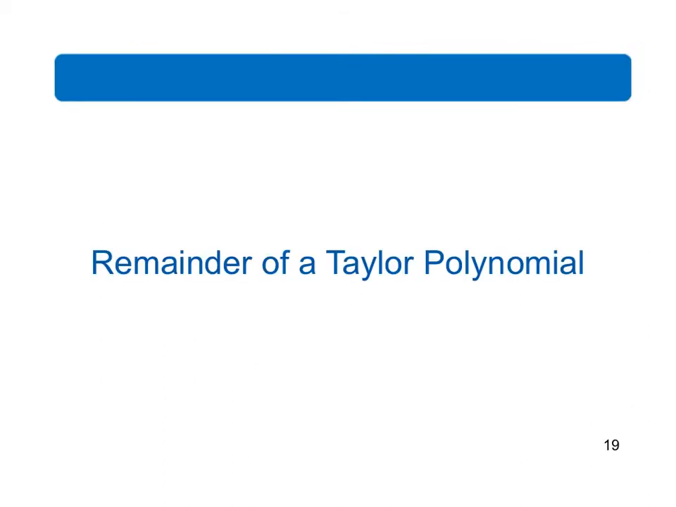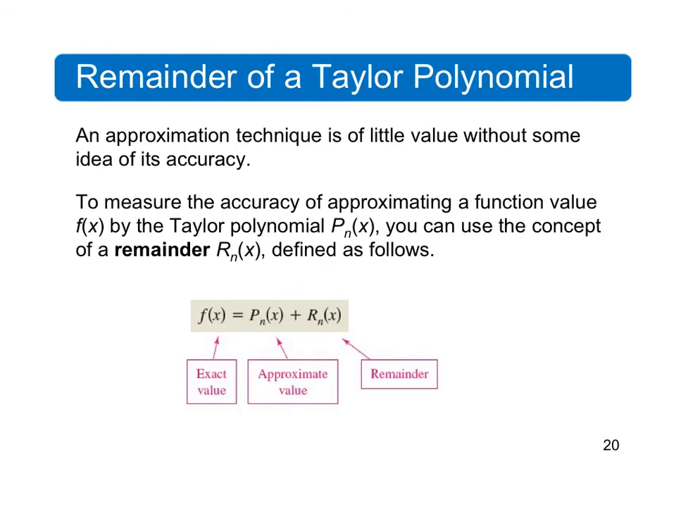All right. Almost done here. Remainder of a Taylor polynomial. An approximation technique is of little value without some idea of how accurate you are. You can graph them both together and see how accurate you are. I'm really amazed how a 4th degree anything gives you some pretty good numbers. To ensure the accuracy of an approximate function value, we use the remainder.